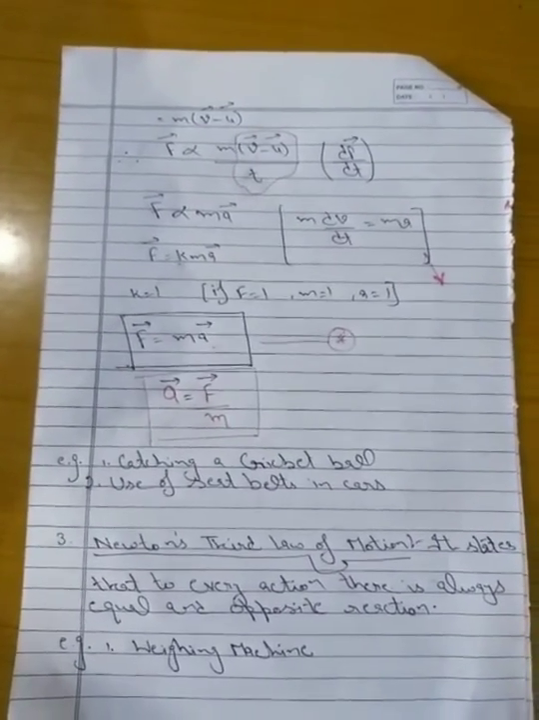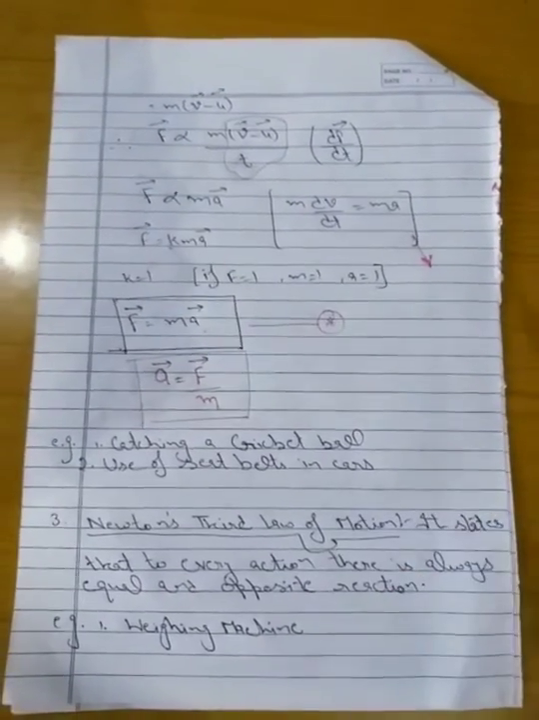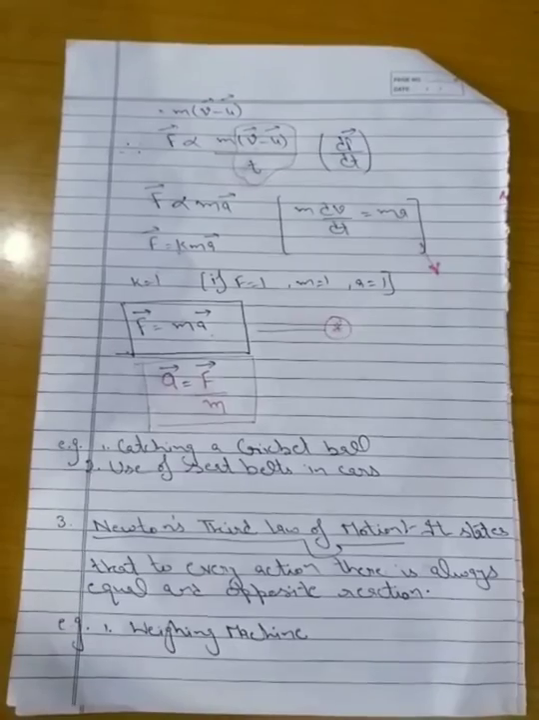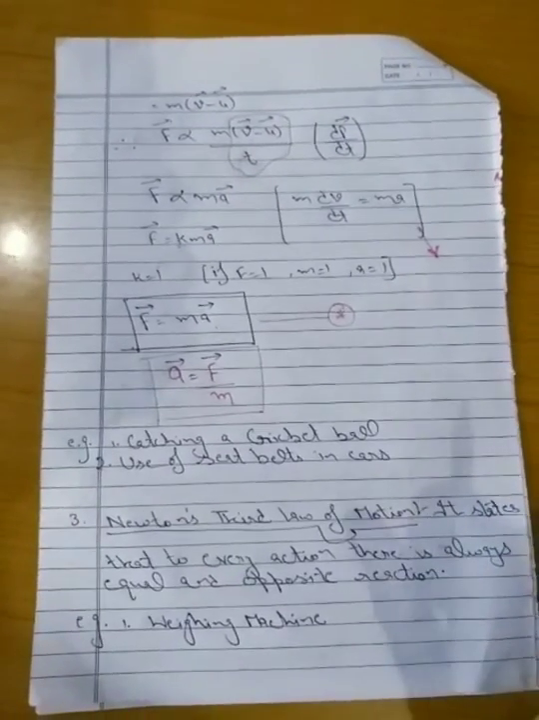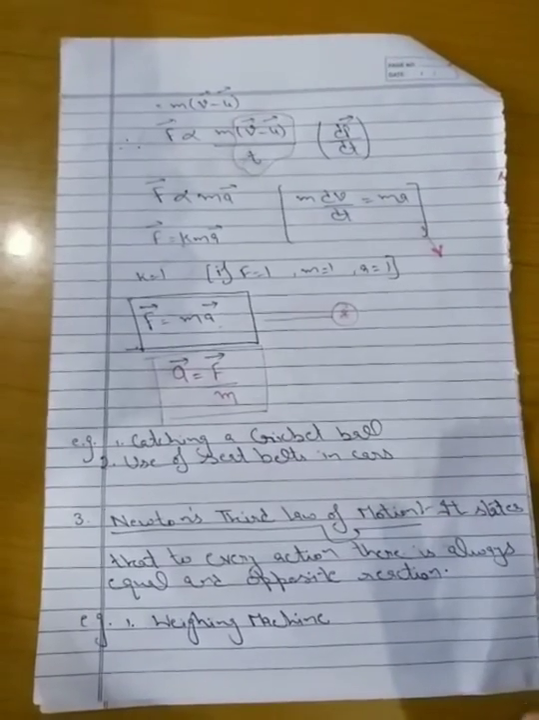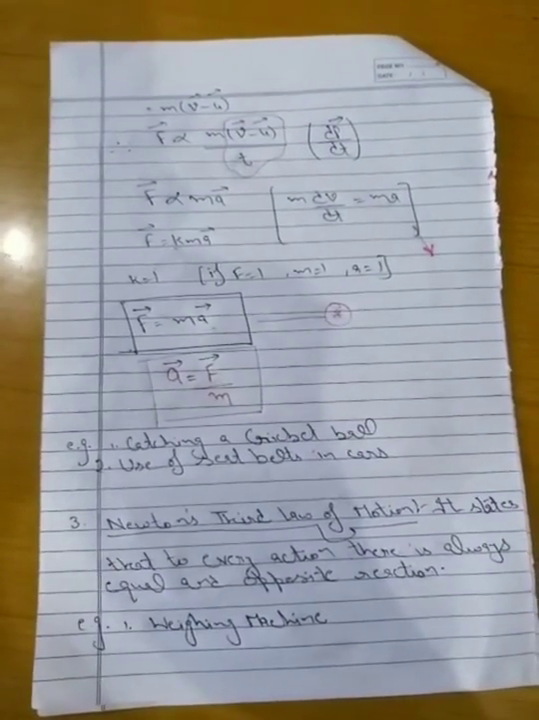safety belts while driving. Now moving further, Newton's third law of motion. It states that to every action there is an equal and opposite reaction. And there are several examples of Newton's third law of motion. The first is of a weighing machine.